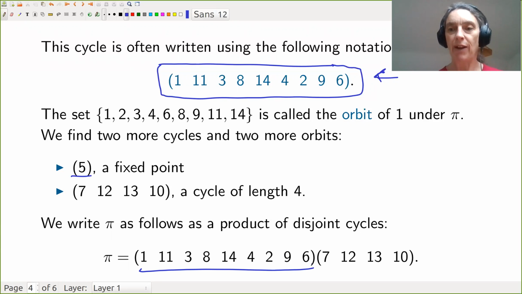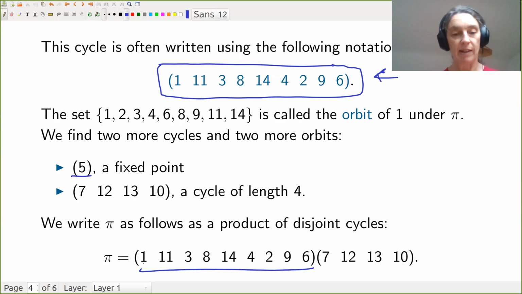You might be wondering, where's the 5 gone? The convention is, when you're writing a product of disjoint cycles like this, if there are some fixed points, you usually don't write them. If they're not written there, they're assumed to be fixed points. You can put it in if you want to, and that's absolutely fine, but typically people leave out fixed points when they're describing permutations as products of disjoint cycles. So disjoint means that the sets of elements moved by each part are separate from each other.